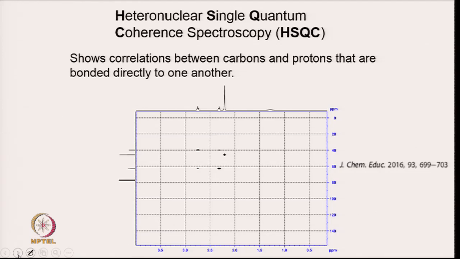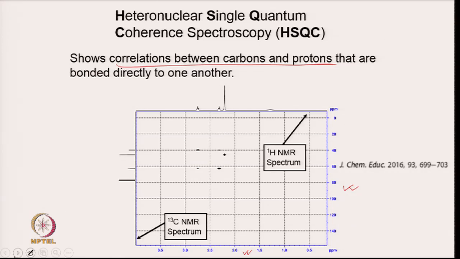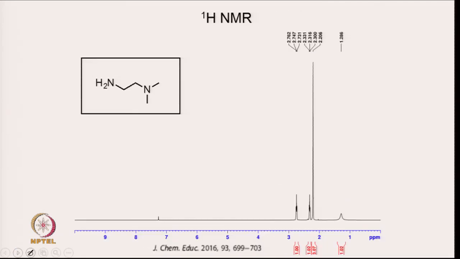Then HSQC, as we discussed before, shows correlation between carbon and protons that are bonded directly to one another. So, this side is your carbon chemical shift, whereas this side is proton chemical shift, and you are looking at the correlation. So, this is your proton NMR spectrum and this side is your carbon NMR spectrum.